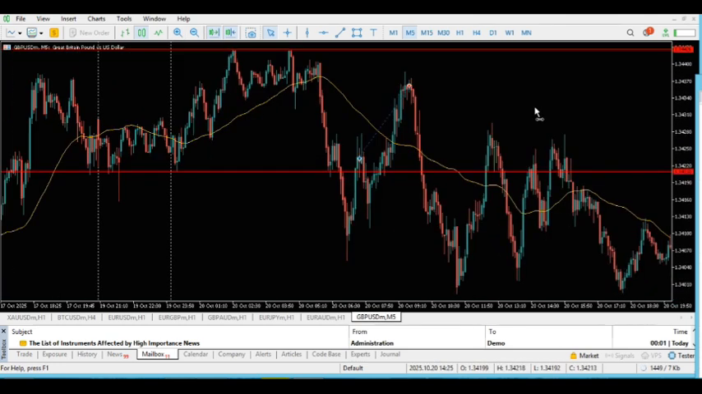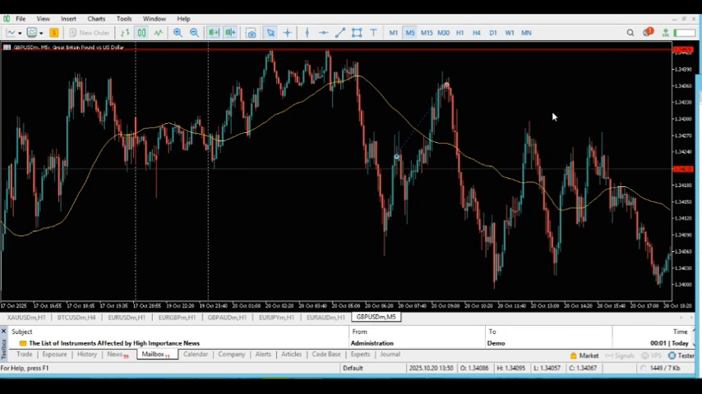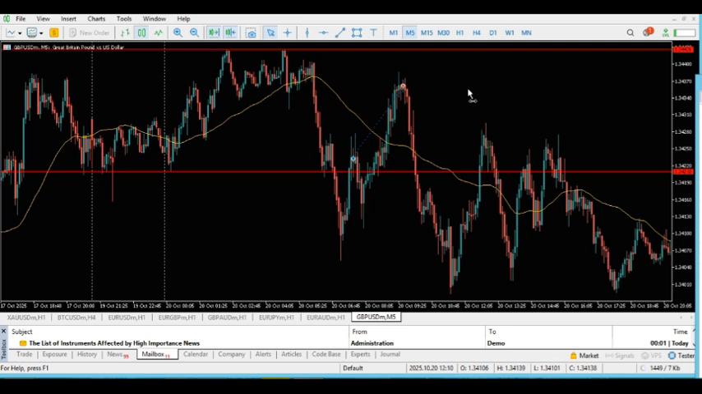Now remember, first of all, you have to go to the 4-hour and mark the first candlestick of the day, mark the high and the low. Then next, you want to go over to the 5-minute time frame to identify a trade.